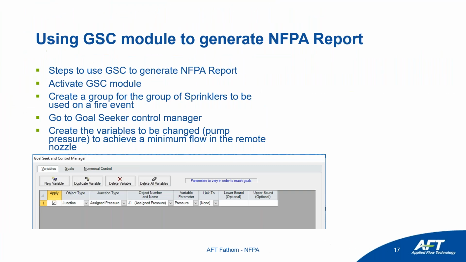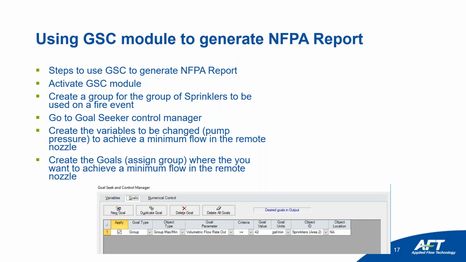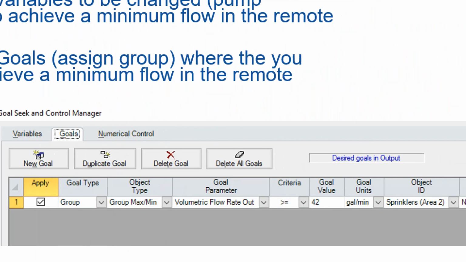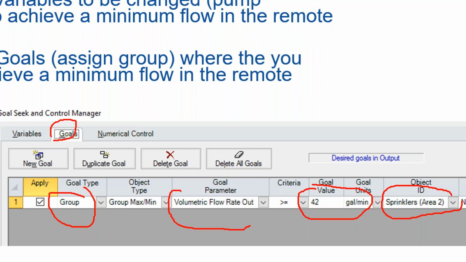And then the next step is to define the goals. We create the goals, and in this case, it will be the group of sprinklers where we want to achieve the minimum flow. So we come now to goals. We define the goals. It's a group, and it's the sprinklers in area 2. We want to achieve a minimum flow of 42 gallons per minute. And what it's going to change is the volumetric flow until it achieves the minimum flow we want.